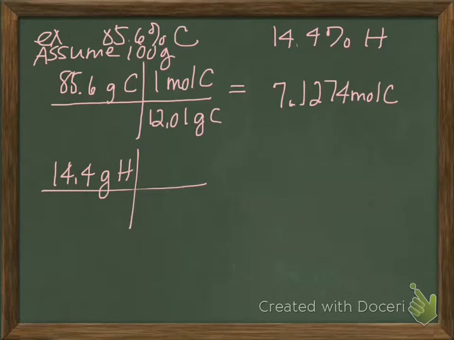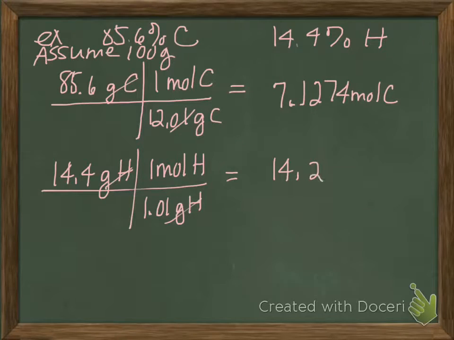It's on the table: 1.01 grams of hydrogen over 1 mole of hydrogen. Okay, so now our grams have canceled on everything. So take that one out to 4 decimal places, please. 14.2574 moles of hydrogen. Okay, so now that we're in moles, we can compare them.